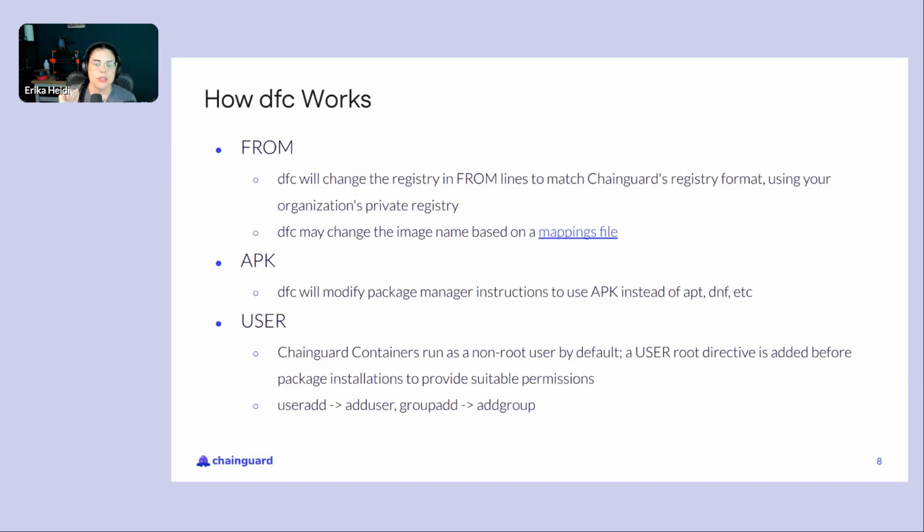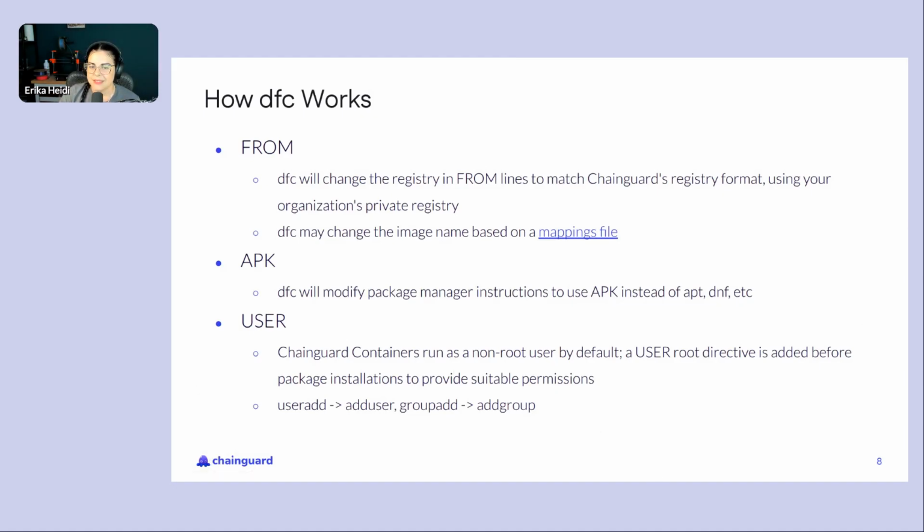Another important change is when you are using APT, Debian, you usually have useradd commands and also groupadd, and these need to be converted to adduser and addgroup. So DFC does that for you automatically. You could also install the shadow package to use the same commands, but the BusyBox that comes with Wolfi and Chainguard OS has by default the adduser and addgroup commands to add users and groups. So, that's the change.